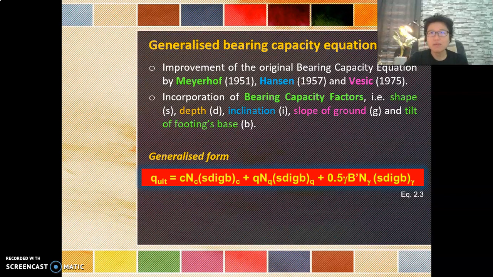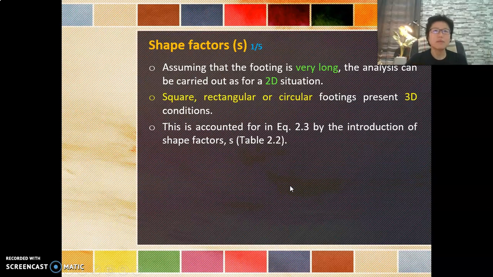If you think carefully about it, they have covered all possible grounds that could happen to a footing when it's being constructed on site. So let's look at it. Before we move on to the next slide, just bear in mind the slightly changed form of your bearing capacity equation now. Still the same cNc, qNq, 0.5 gamma B N gamma, but you have all these factors coming in now: s, d, i, g, b. Let's go through one by one very quickly what these factors are all about.